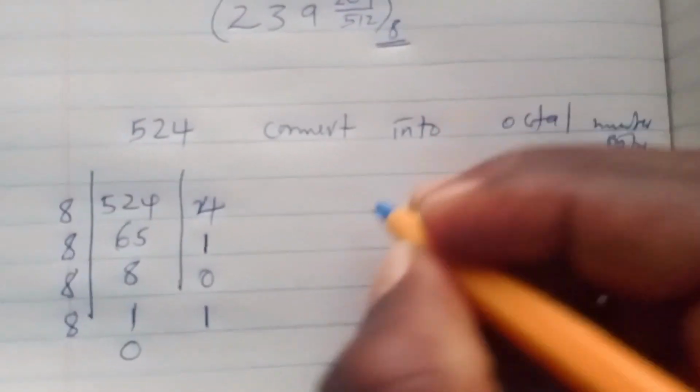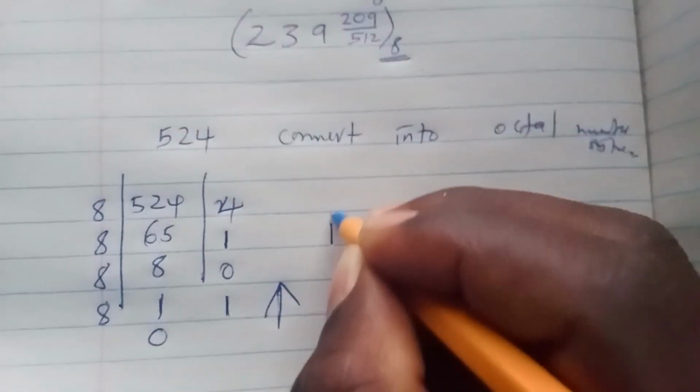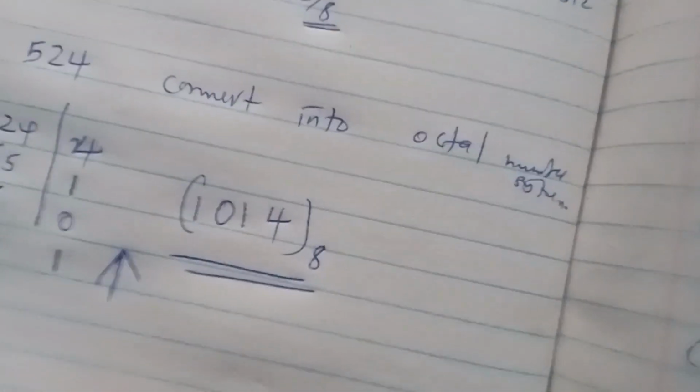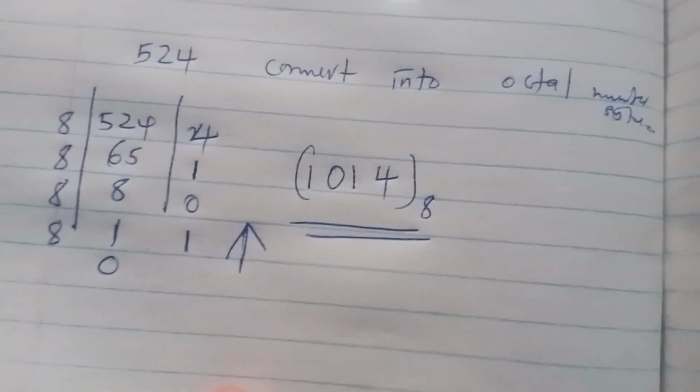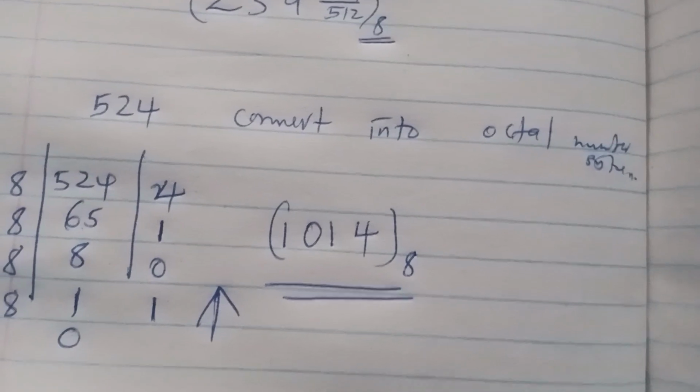So on writing the final answer, you will start from the bottom upward. So it will just be 1014, and this is your final answer as required. This is basically what is tested for you to get, and you have to get it correctly.